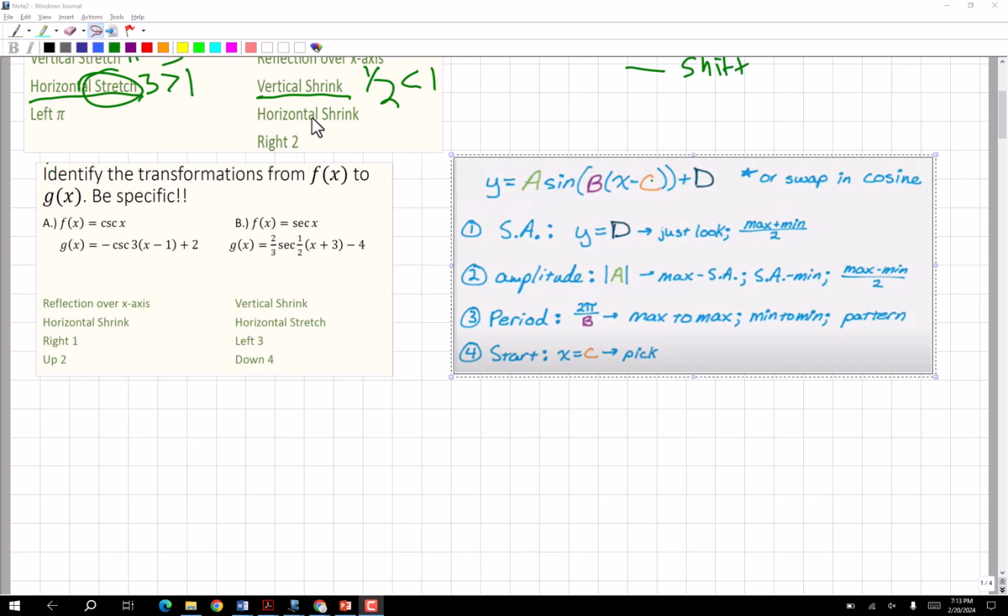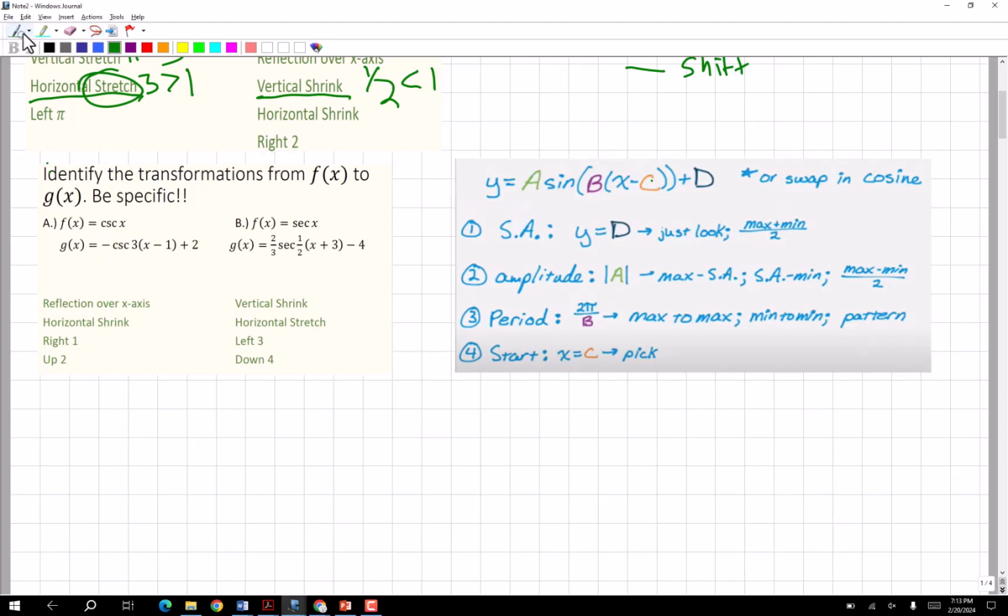Okay, the next part. So what are the transformations for this? Again, we've got a negative sign up here, and that negative sign means there's a reflection. Then we have this 3. Let's see what this 3 does. 3 is the B, right? So that means it's going to affect our period. B equals period, which is the horizontal part. So my period is 2 pi over 3.